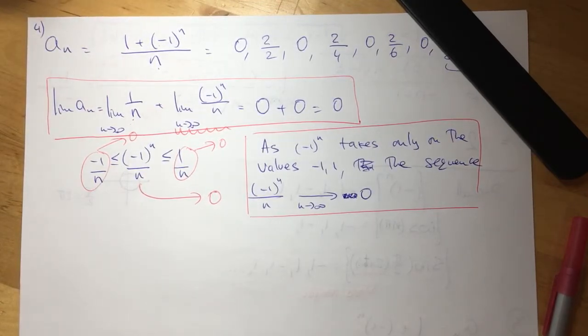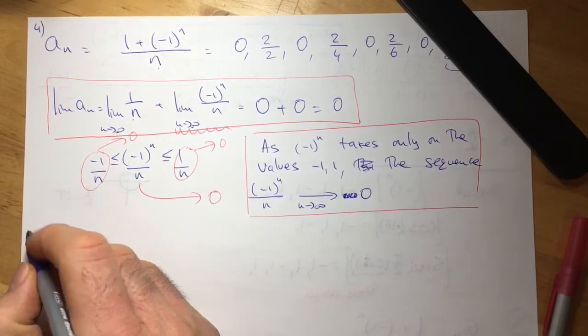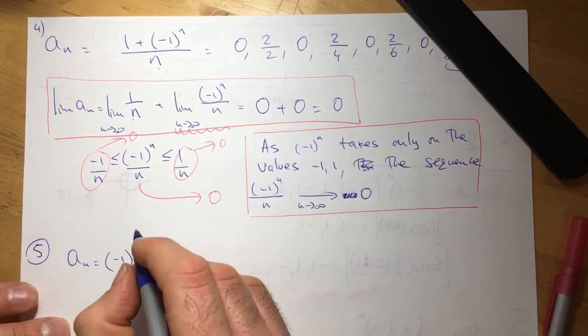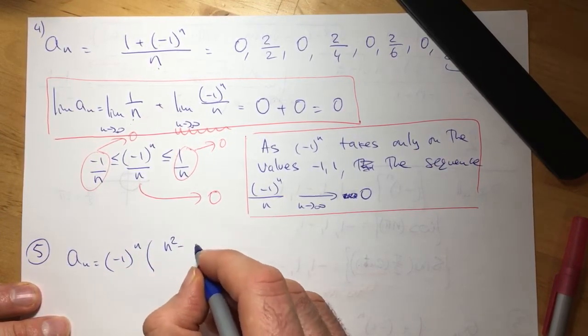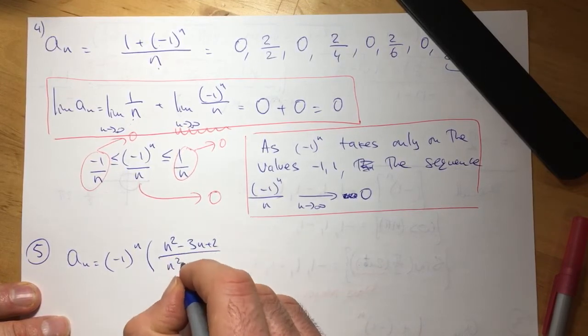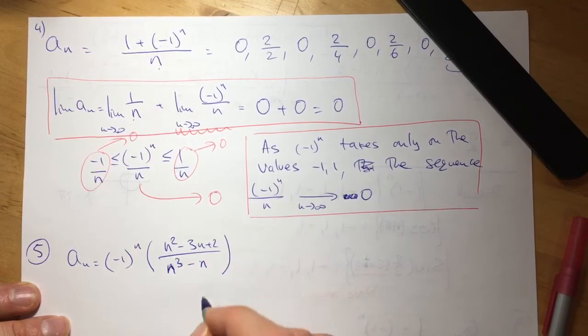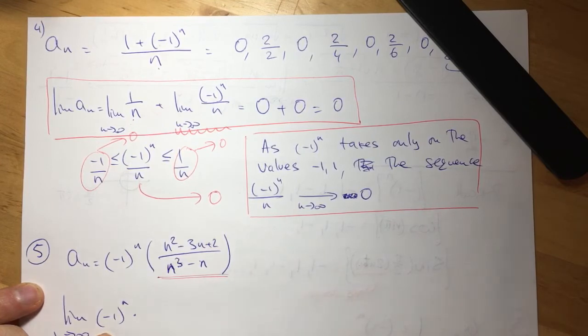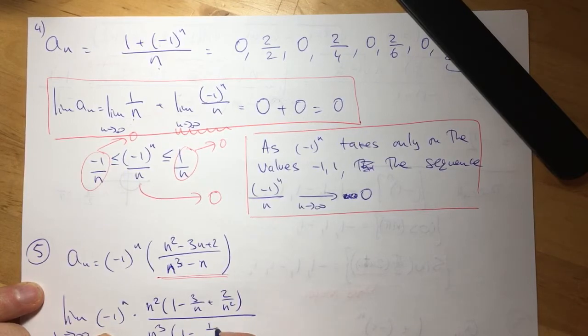Let's find the problems. So what did we learn so far? a_n is equal to (-1)^n over n squared minus 3n plus 2 over n cubed minus n. Okay, so here the limit as n goes to infinity of (-1)^n times, first I'm going to deal with this guy right here, so that's factor of the highest exponent: 1 minus 3 over n plus 2 over n squared, over n cubed times 1 minus 1 over n squared.